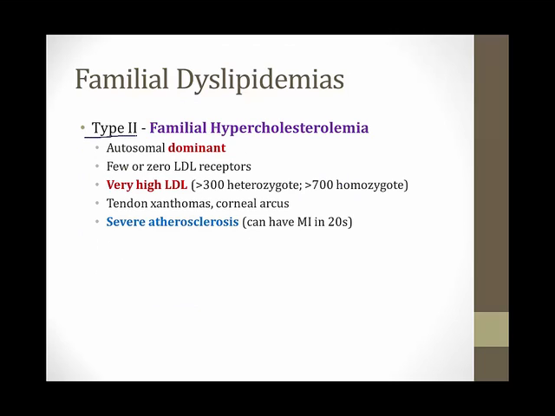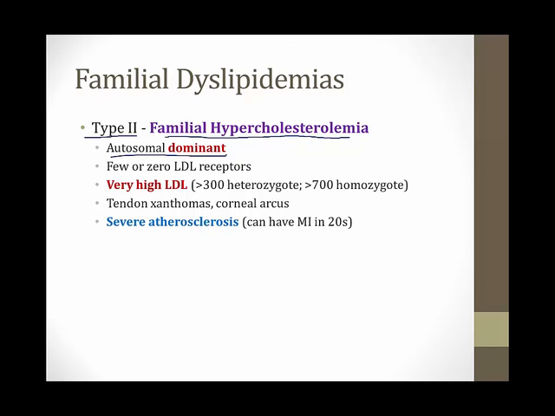A type 2 familial dyslipidemia is called familial hypercholesterolemia, and the problem in this condition is that the total cholesterol and LDL cholesterol levels get very high. This is an autosomal dominant condition, and there are relatively few autosomal dominant conditions, so when you come across one, you should take note, and this is one of them.